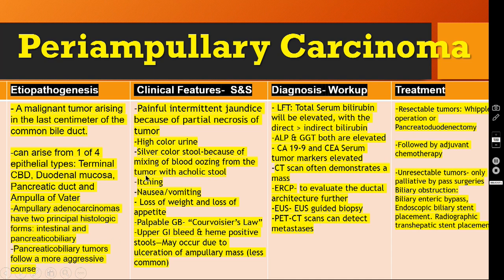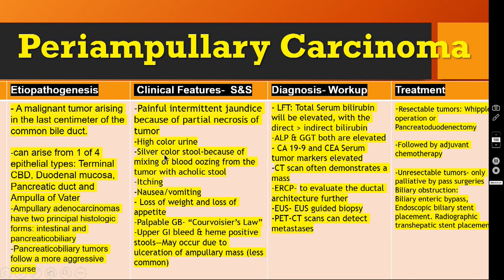Coming to the clinical features, the patients will have painful intermittent jaundice, as in choledocholithiasis, because these tumors will undergo partial necrosis and fall off from the duodenum. So there won't be any compression of the CBD, and the patient will be relieved of jaundice. Of course, the patient will have high color urine, but the stool is characteristically silver color.